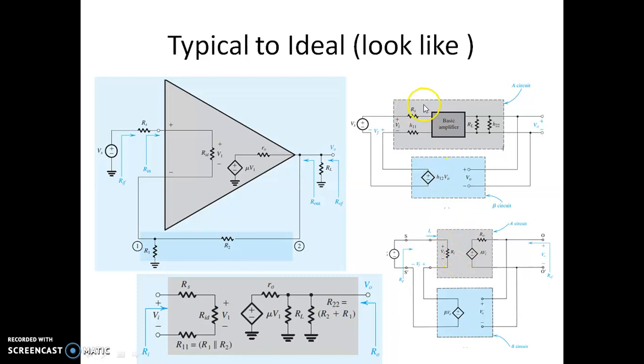But you can see now, whatever actual load resistance we had has been moved here, and whatever actual loading effect was there has been moved here. Now this amplifier, which was ideal, has been made non-ideal by taking all these non-idealities into the amplifier.